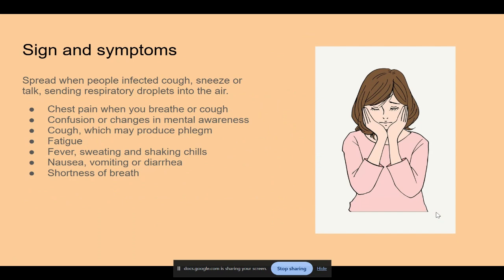So, some signs and symptoms. It can be spread from coughing, sneezing, talking, as well as respiratory droplets in the air. These signs could be chest pain, hard breathing, confusion or changes in mental awareness, fatigue, fever, nausea, sweating, shaking, and shortness of breath.